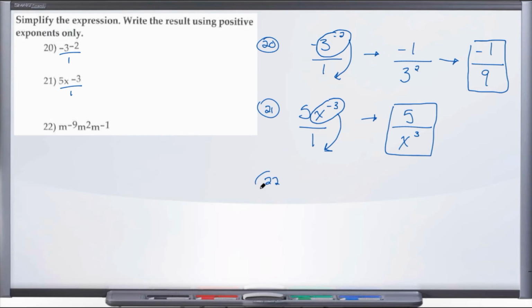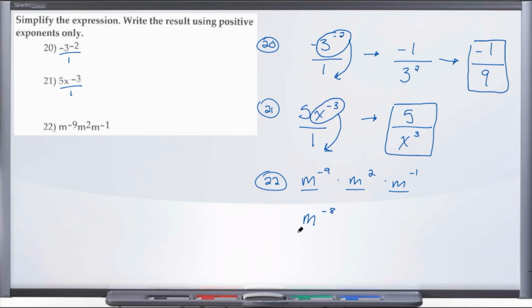All right, in 22, we have m to the negative 9 times m squared times m to the negative 1. Well, if you watched the video right before this, you'll recall that we talked about when you are multiplying like bases, and in this case we're multiplying like bases of m. What do you do with the exponents? Well, you add them, don't you? So in this case, we're going to have m as our base, and negative 9 plus 2 is negative 7, minus 1 becomes negative 8.